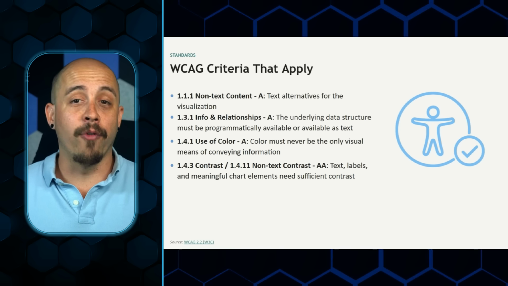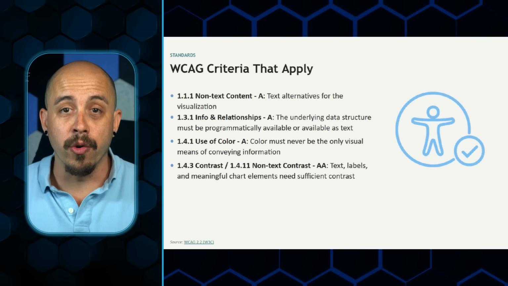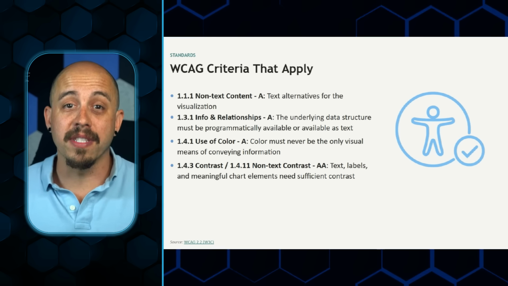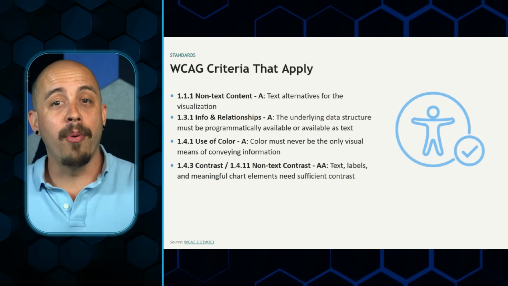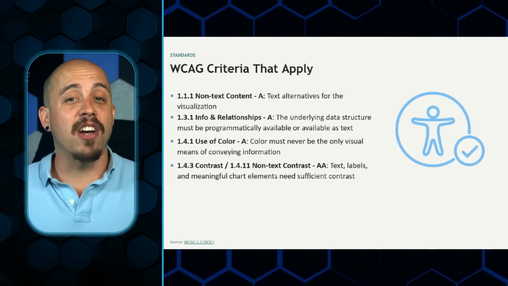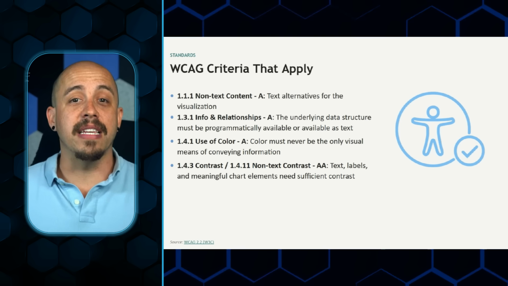Then we have 1.4.1 use of color. Color must never be the only visual cue, so you need to use patterns, labels, or shapes alongside it. And 1.4.3 plus 1.4.11, text contrast and non-text contrast, for meaningful elements to be perceivable.